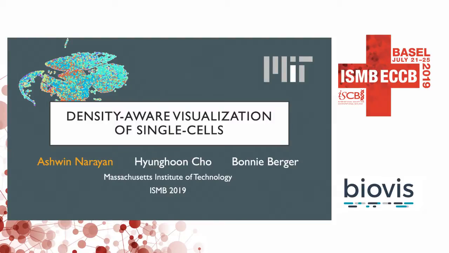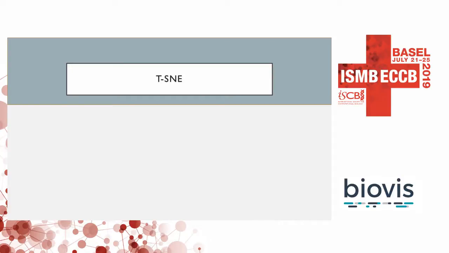All right, hi everyone. So I'm going to talk about some work that we've been doing towards developing what we're calling density-aware algorithms for visualizing single cells. And I apologize for subjecting you to another review of TSNE, but here we go. So basically the goal of TSNE is, as you all know by now, to embed high-dimensional data into 2 dimensions in a way that preserves relationships and/or structure.